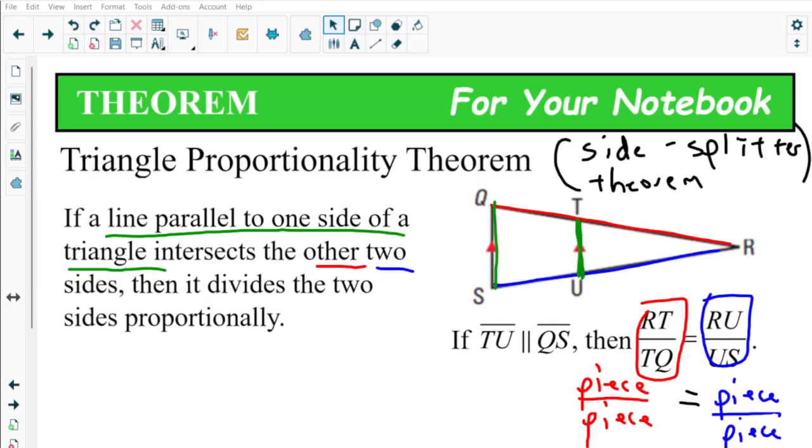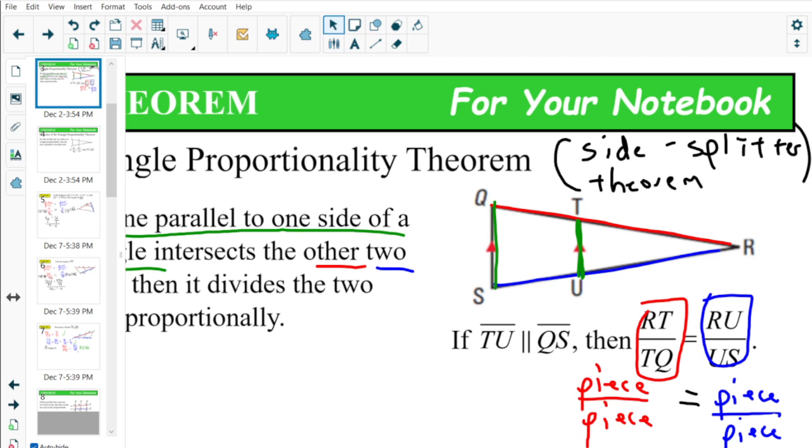All right, we're going to spend some more time today looking at setups for proportions within our triangles. So we looked at one of them, which is splitting up our sides. It creates a piece over piece equaling piece over piece. And we're going to look at two more here today that involve setting up these proportions.